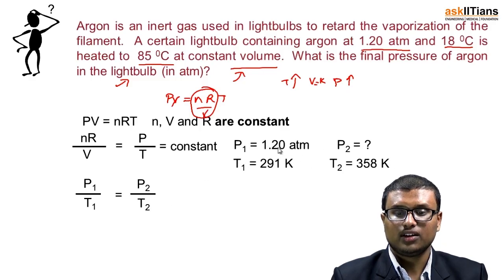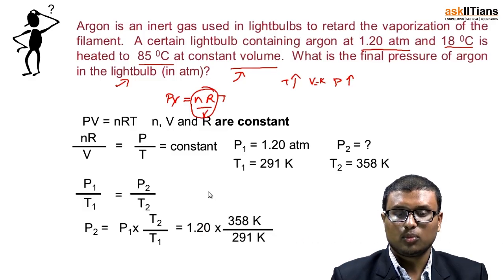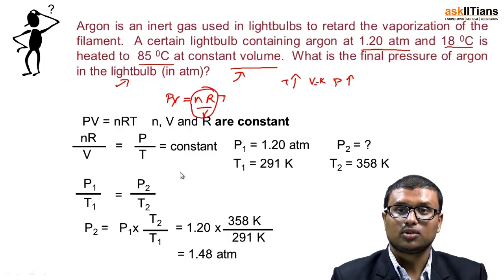All the information is given: P1 is given, T1 is given, T2 is given, and P2 is to be found. So P2 is nothing but P1 into T2 by T1, which is 1.20 into 358 by 291, which is 1.48 atm. So you can say that my pressure is directly proportional to temperature, keeping the volume constant and also the number of moles constant.